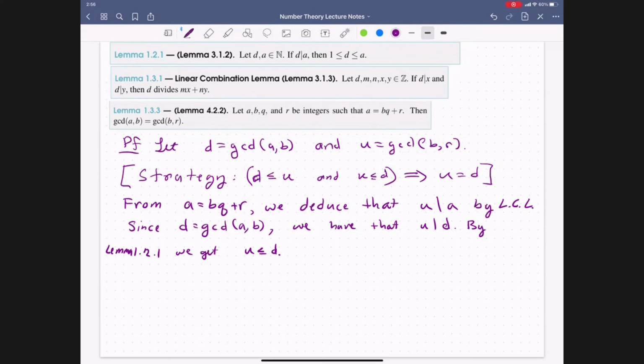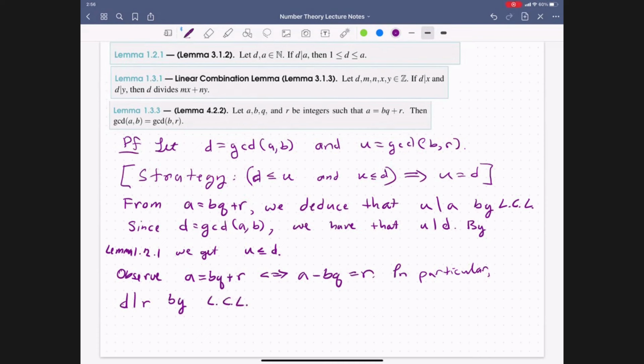So now observe that A equals BQ plus R is the same, after subtracting, as A minus BQ equals R. In particular, we end up getting that D divides R by the linear combination lemma, because by definition D is the greatest common divisor of A and B.